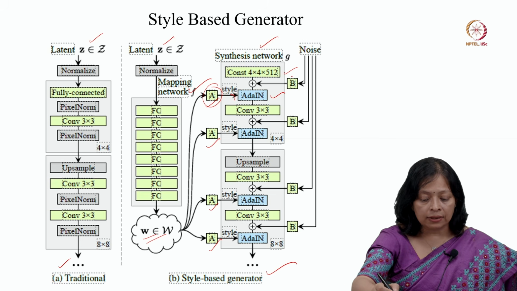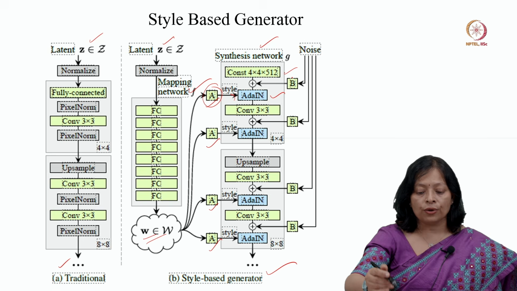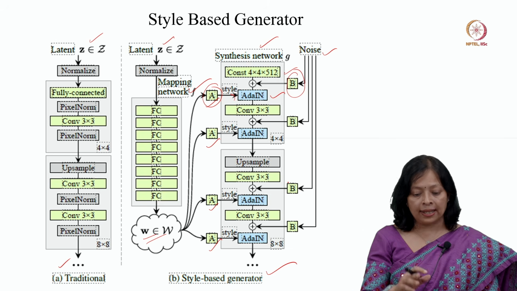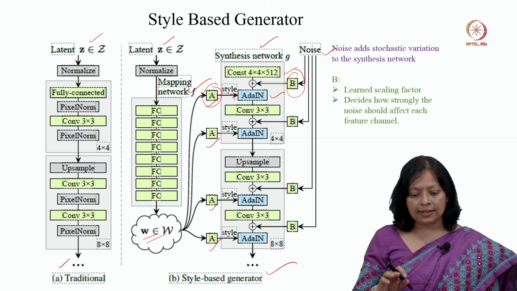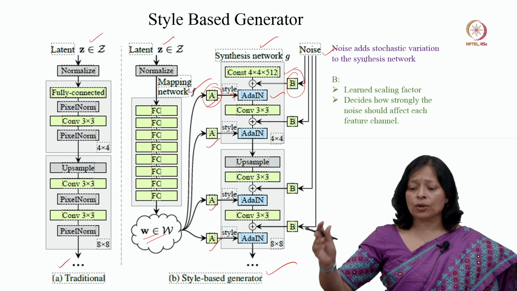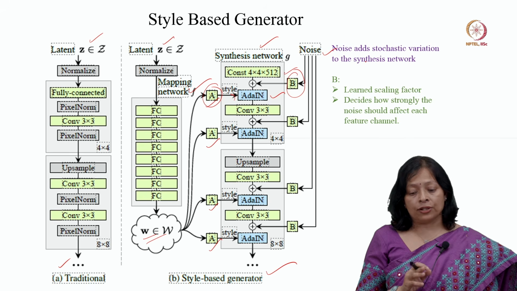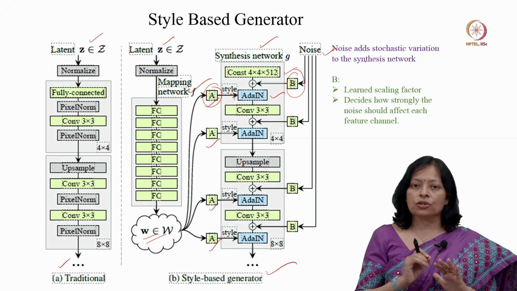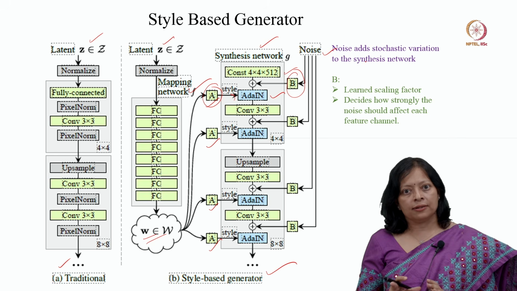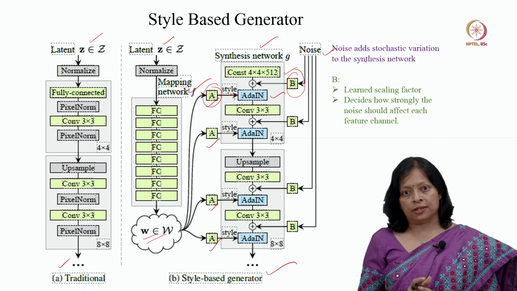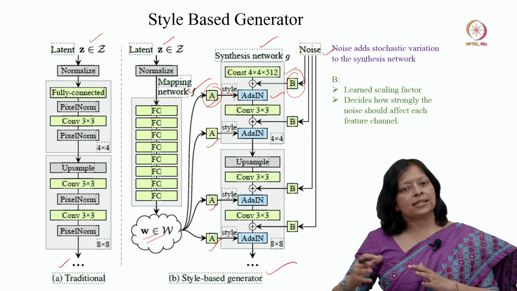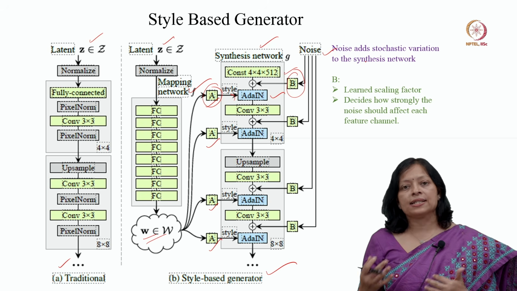And the thing that I want you all to look into is that there is some noise injection happening in these layers. Now, what exactly is this? Noise adds stochastic variation to the synthesis network. Basically very fine details will be different from one generated image to another, because we do not want exactly the same finer details, we want a stochastic variation of them, and that is the reason the noise gets injected.